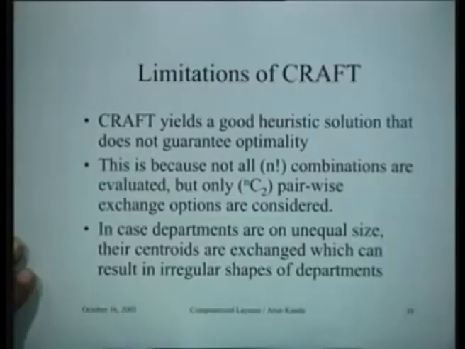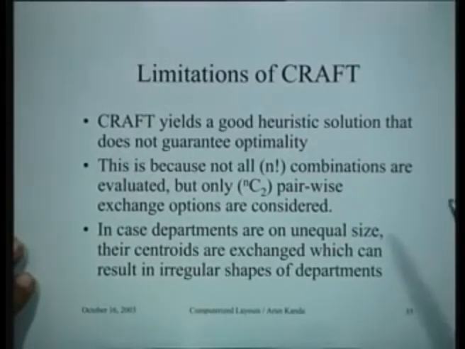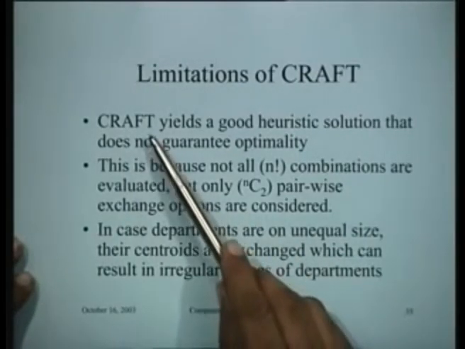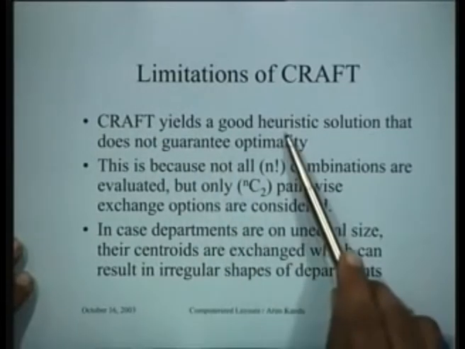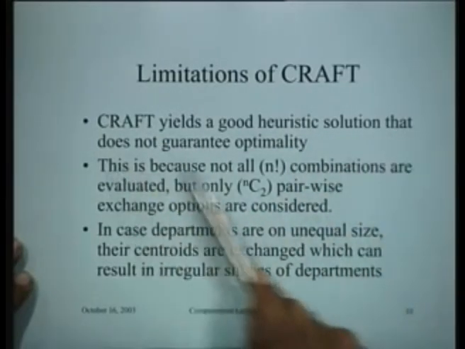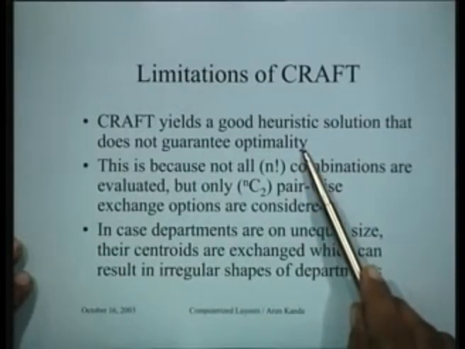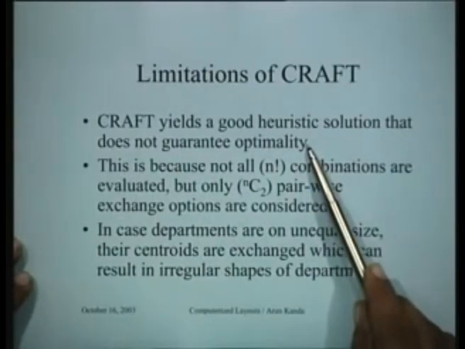So we can this way determine the whole thing. After having seen the example of computation of a better or an improved layout, let's try to look at some of the limitations of Craft. What you find is that Craft yields a good heuristic solution that does not guarantee optimality. So the point that you must bear in mind is that you're not getting the best solution, you're not getting the optimal solution, but you're getting a good heuristic solution.